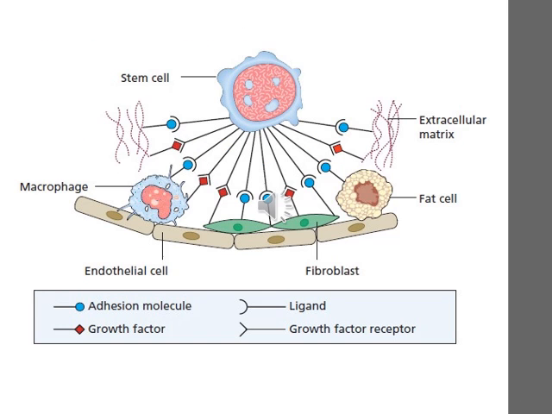Here's a diagram to understand, just to help you memorize what the environment of the bone marrow is like. So there is a stem cell, and the stem cell is responsible for the production of all types of cells like macrophages, like endothelial cells, fibroblasts, fat cells, extracellular matrix, connective tissues. So these are actually things which are the responsibility of stem cells.